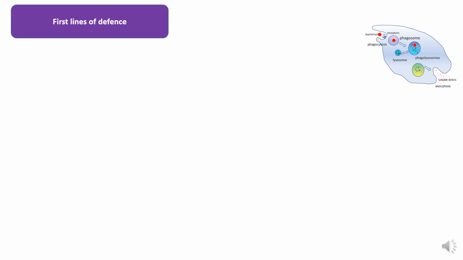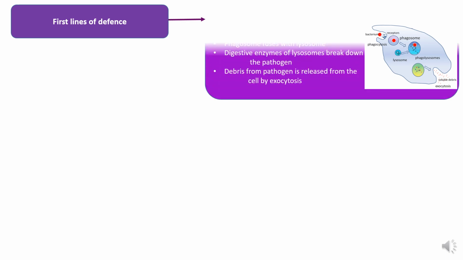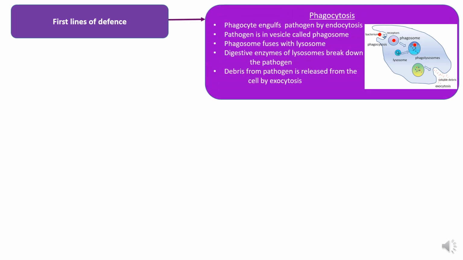So here we go. We've got the first lines of defense, so they stop the pathogens getting into the body in the first place. However, if the pathogens do get into the body, phagocytosis occurs. In phagocytosis, you can see you've got your little bacterium here. The phagocyte, which is this blue cell here, a type of white blood cell, ingests the pathogen. So it engulfs it by endocytosis, and the bacterium moves into this vesicle here, which is called a phagosome.